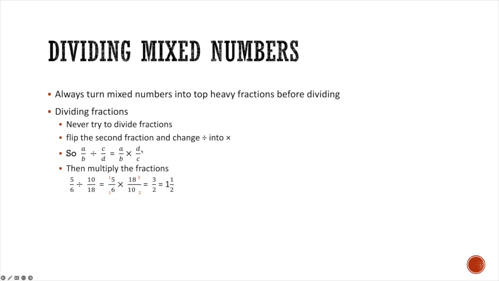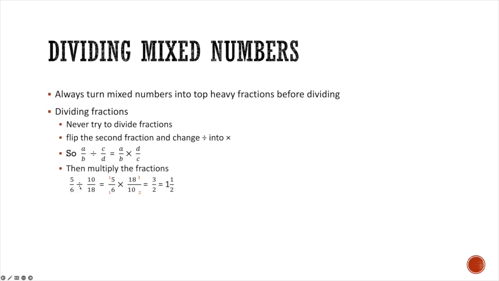Dividing mixed numbers. In division also, if mixed numbers are given, we have to convert them into improper fractions. Then we can do the division. But in division, we are not dividing fractions. We make this division into multiplication and we get the reciprocal. Otherwise, we are flipping this. A over B divided by C over D, then A over B multiplied by D over C. We are converting this division into multiplication and getting the reciprocal. We are flipping this. Then multiply the fractions.